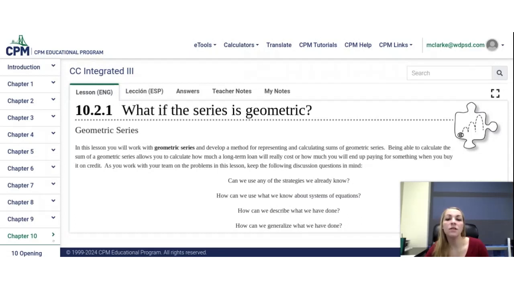Can we use any of the strategies we already know? How can we use what we know about systems of equations? That's going to come up when we develop the formula, by the way. How can we describe what we have done? And how can we generalize what we have done so we can add any number of terms that are multiplied?